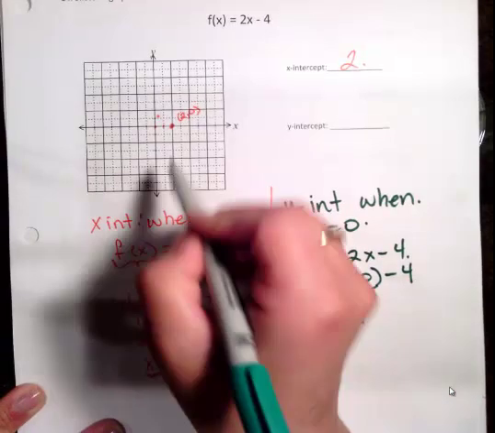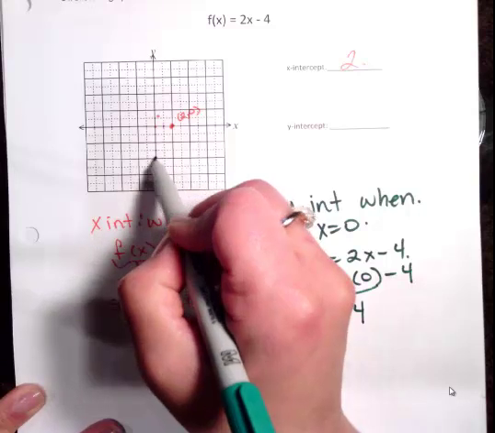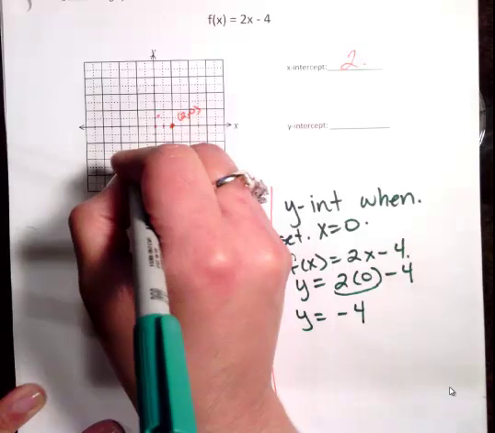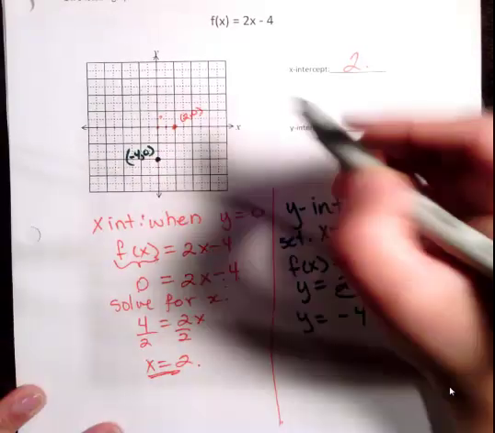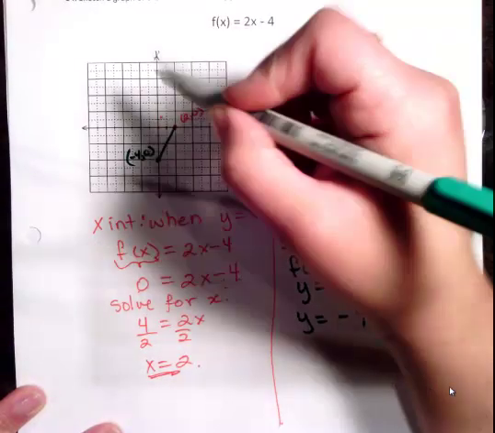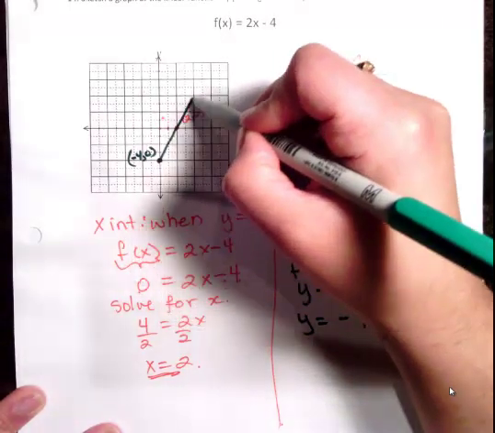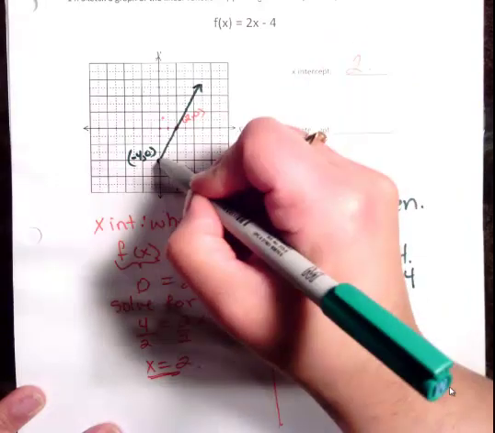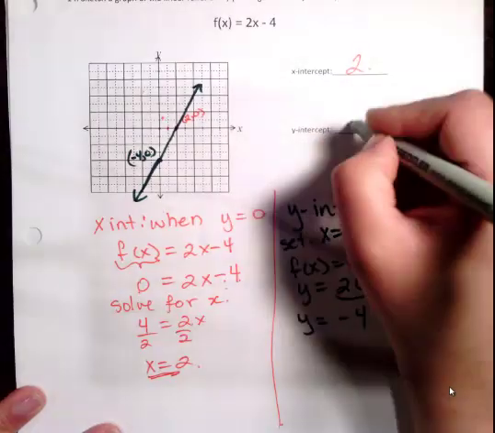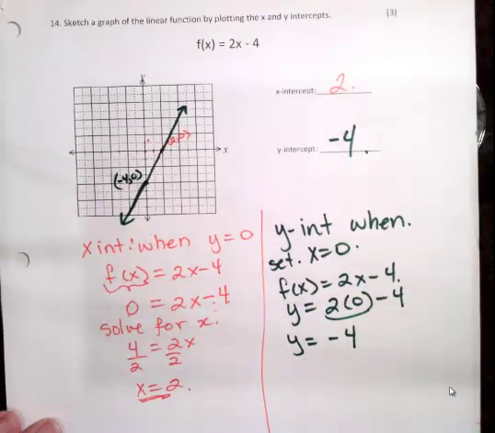So then over here we want to find negative 4. So 1, 2, 3, 4 in the negative. Label this point so it's 0, negative 4. And then if we connect these two dots, this is going to be our line. And we can actually continue through the pattern, make a nice arrow, and that's our graph. So our y-intercept is negative 4, and that's how you do that one. Okay.